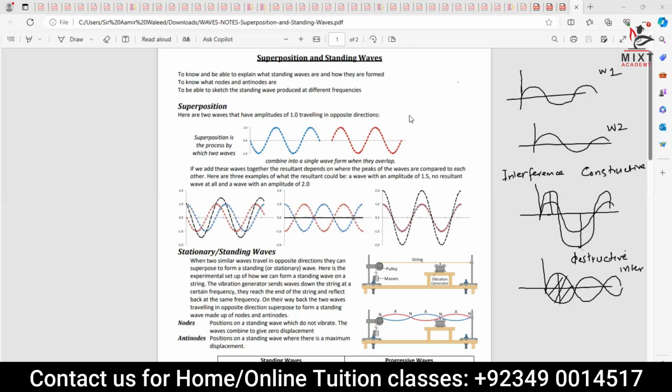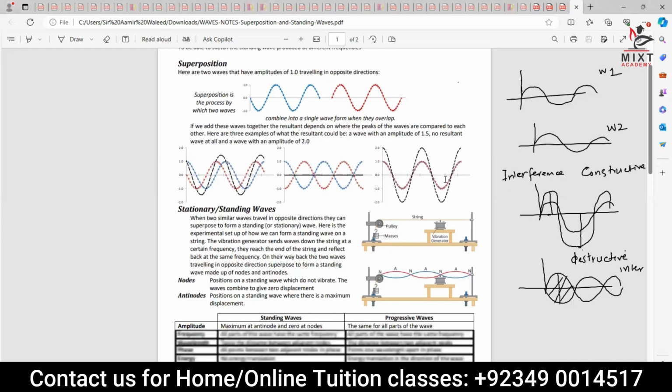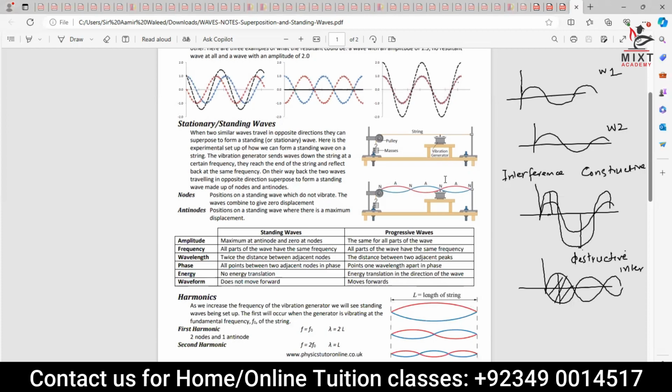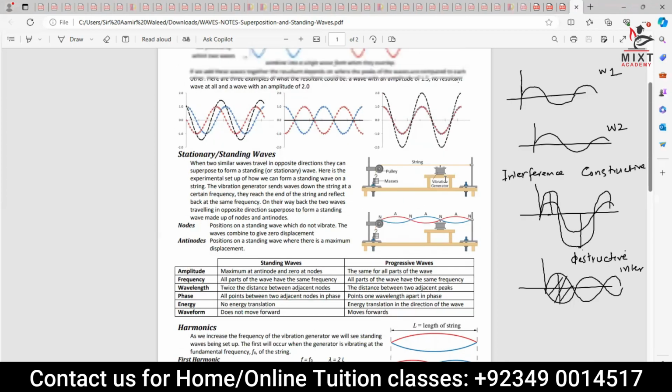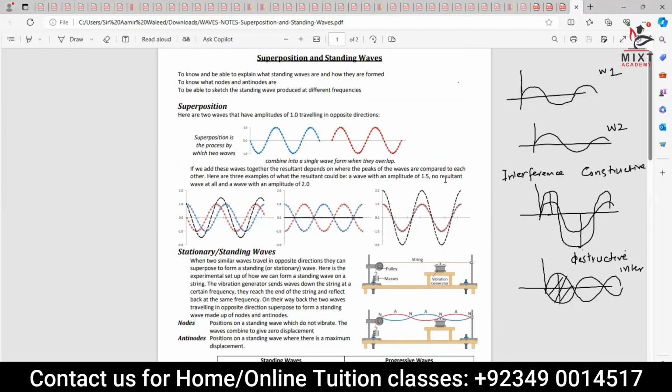Okay. Now check this out. I'll read it for you, and then you tell me if you have any problem understanding. When two similar waves travel in opposite directions, they can superpose to form a standing wave. Here is the experimental setup of how we can form a standing wave on a string. That is for the standing wave, actually. Superposition is just when you superpose one wave onto another wave.